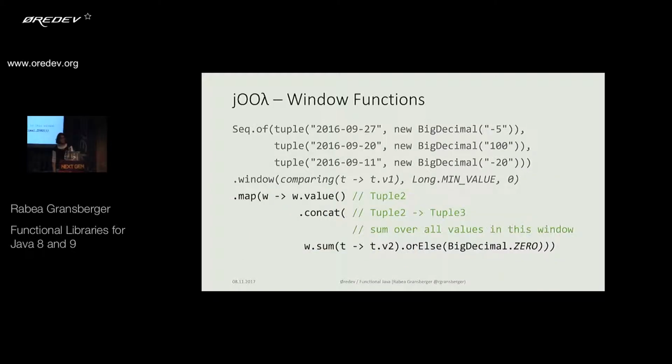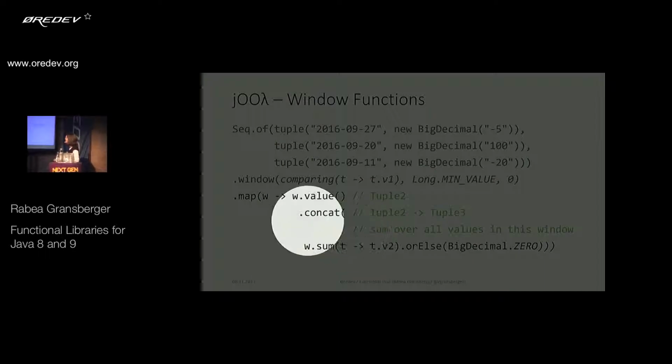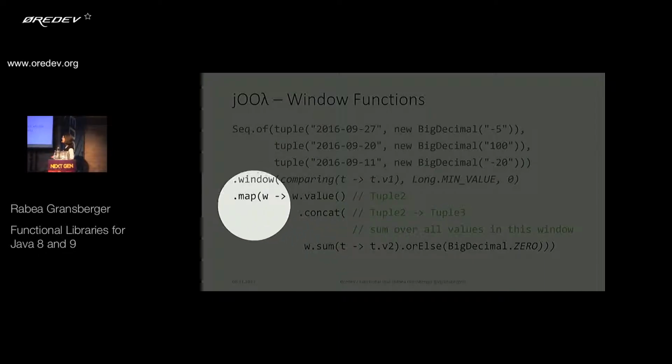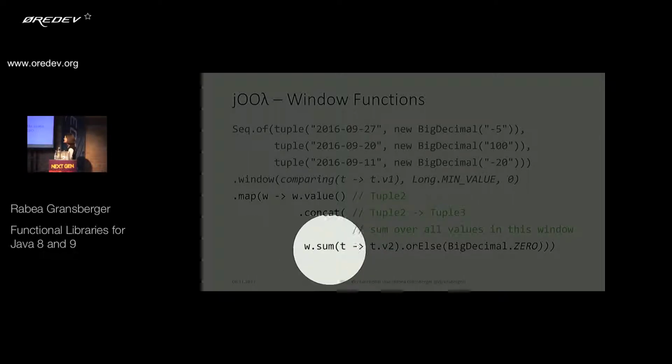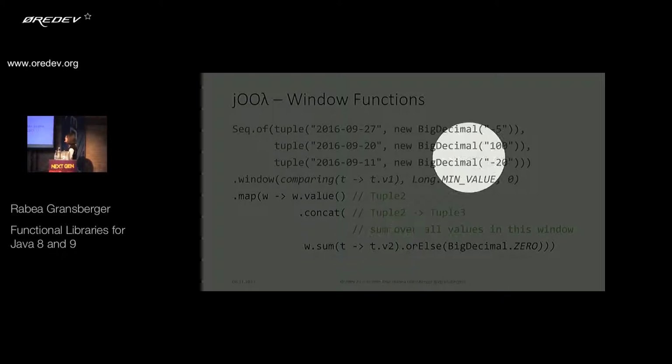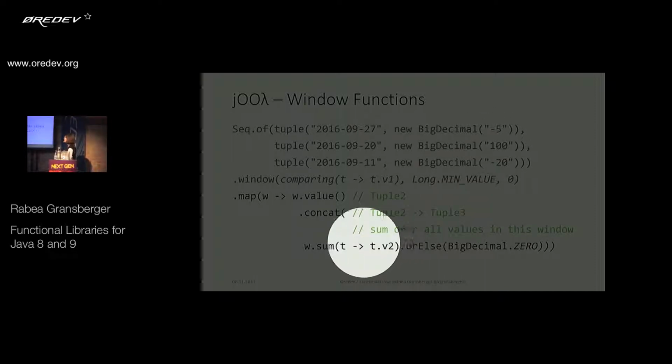And now we can do some calculations over the windows. So we have these windows here after calling the window method, and then we want to map them. We want to add the third column, right? So we get from tuple2 to tuple3 by calling the concat method. So we have to calculate the third value, and the third value will be the sum over all the value 2, so all the withdrawals or the deposits on my bank account, and we just create the sum of that, and then we concat it.